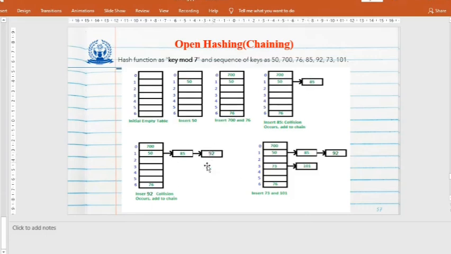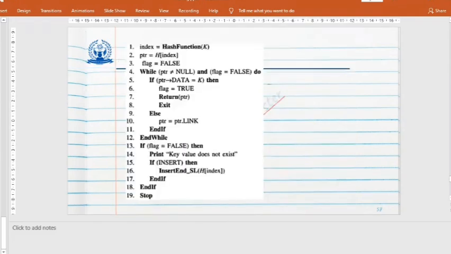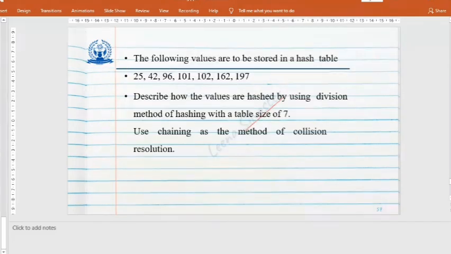73. 73 mod 7 is 3. Actually, there is no collision at the third location until inserting 101 only. So we can add 73 directly. 101 mod 7, answer is 3. So we are having a collision. So we are using a linked list like this. Okay. Any doubt? So this one is an example for a collision resolution technique.